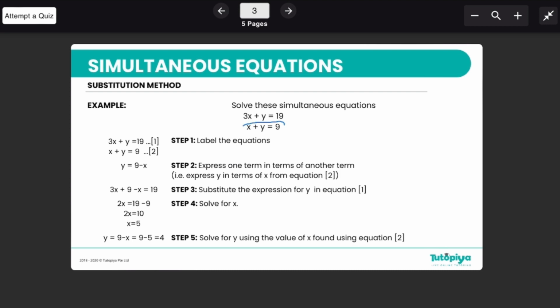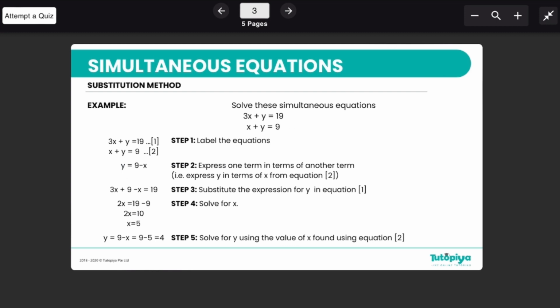The substitution method is generally used when you have expressions like this, where it is easy to rearrange the expression in the form of, say, y equals or x equals something. So in the substitution method, when you have two equations, if you have one equation which you can rearrange in a way that you can substitute it into the first equation and solve, then it'll become easier.